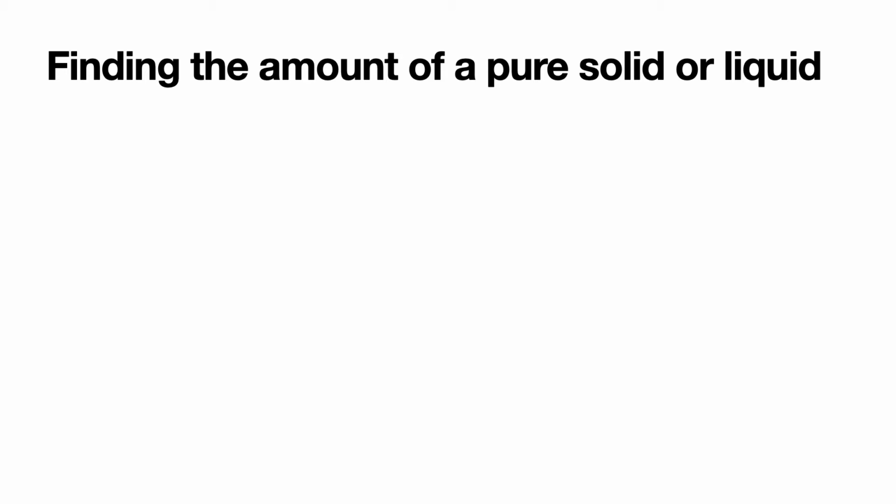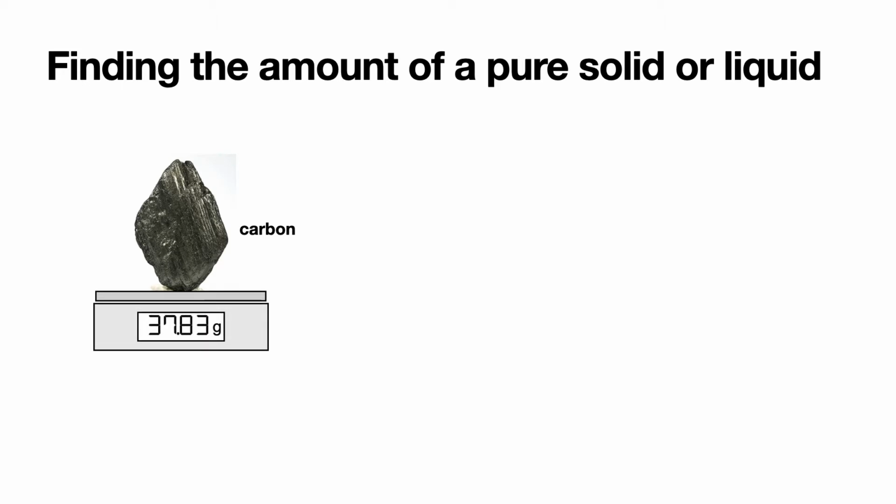So if we had a sample of pure solid, for example, a chunk of carbon, the way that we would normally find the amount of carbon, that is to say the number of moles, is we would weigh the chunk, find its mass. In this case, it might be 37.83 grams. And then using the molar mass of carbon, 12.01 grams per mole, we could convert the number of grams into the number of moles. So 37.83 grams, then we multiply by 1 mole per 12.01 grams. Our grams cancel out, and that leaves us with the number of moles of carbon.